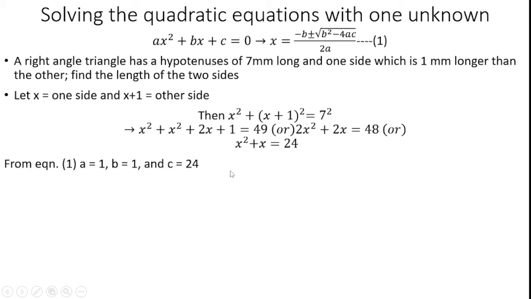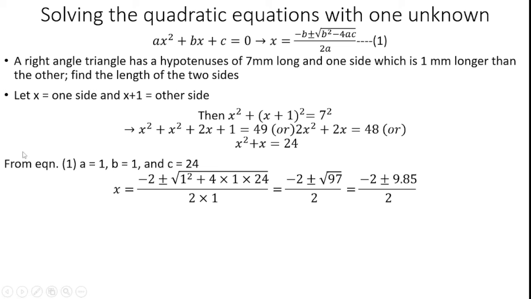After that, how can we solve this problem? Let's see. Here, from equation 1 I can substitute a is equal to 1. The coefficient of x square is 1 and the coefficient of x is also 1, because of the form ax square plus bx plus c. So a is equal to 1, b is equal to 1 and c is equal to minus 24. I can substitute those values into the equation. Which equation? The equation is x is equal to minus b plus or minus square root of b square minus 4ac, divided by 2a.